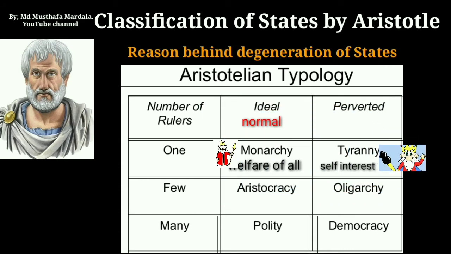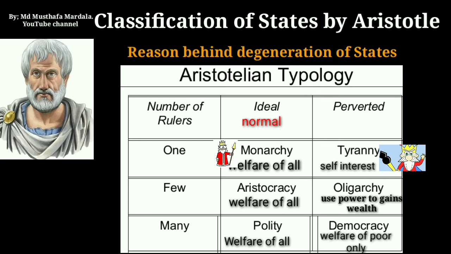And if there is a state which is ruled by few and they are looking after every one of the people in that country, then that is aristocracy. If those few people want to pursue wealth and are not at all concerned about the state, then that is oligarchy. And Aristotle says if there is a country which is ruled by many and they are looking after the welfare of all, then that is polity. If there is a country which is ruled by many and they are looking after the welfare of poor people only, then that is democracy.